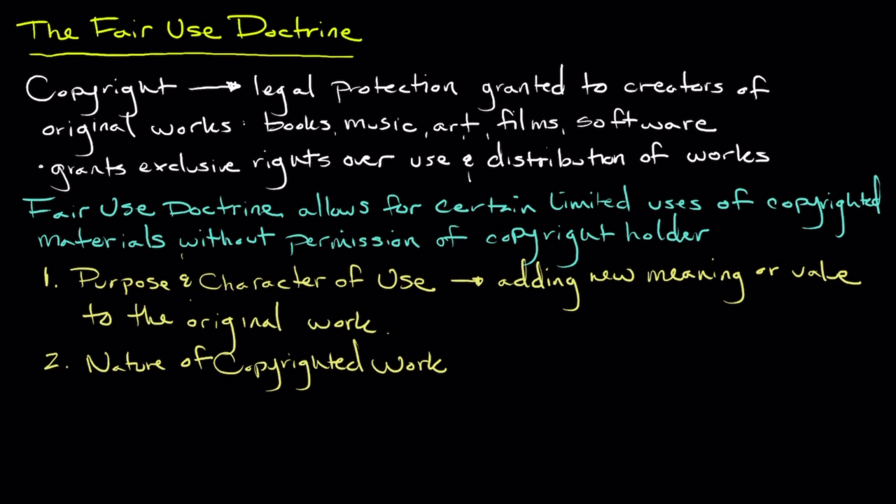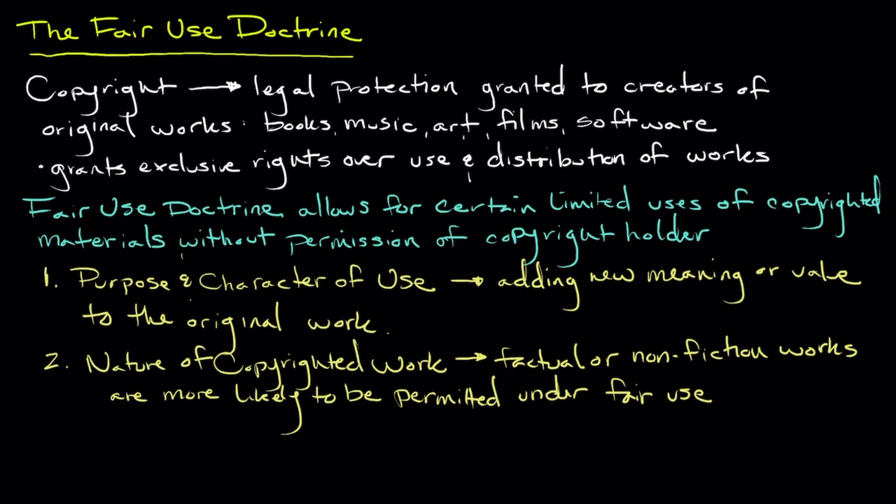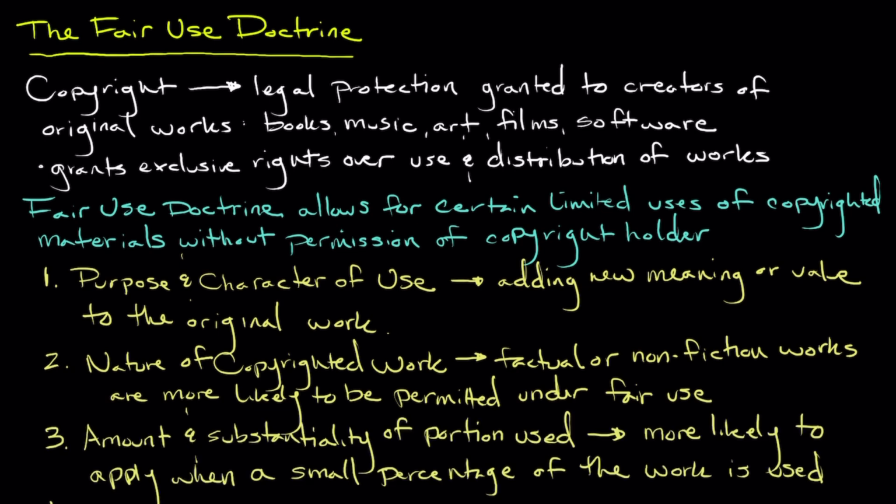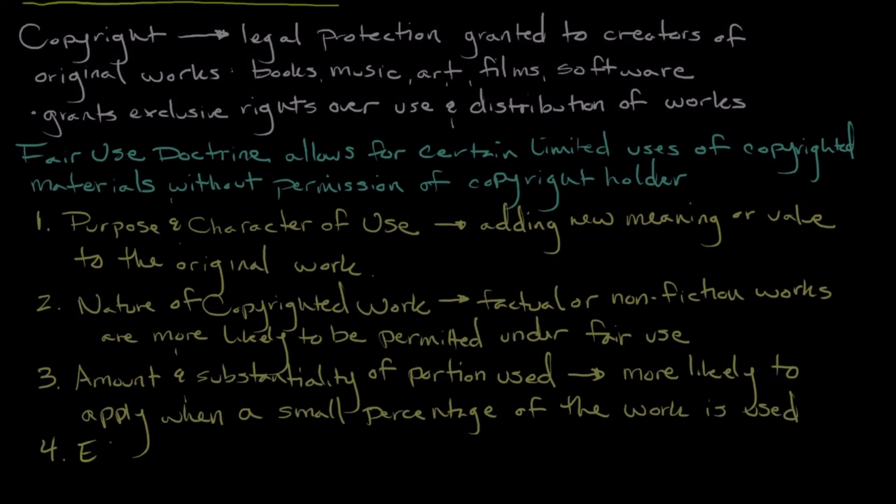The second key factor is the nature of the copyrighted work. Fair use is more likely to be permitted when using factual or non-fictional works rather than highly creative or fictional works. The third element of fair use has to do with the amount and the substantiality of the portion used. So fair use is more likely to apply when using a small portion of the copyrighted work rather than the entire work itself.